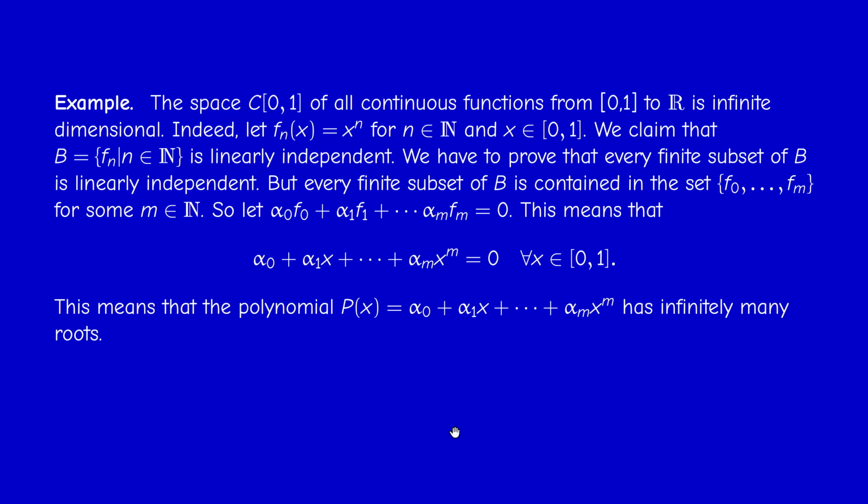And therefore, the set f0, f1, up to fm is linearly independent, and therefore every finite subset of B is linearly independent, and therefore B is linearly independent. Therefore, this space is infinite dimensional according to our definition. So we cannot find a finite basis of it. Okay.